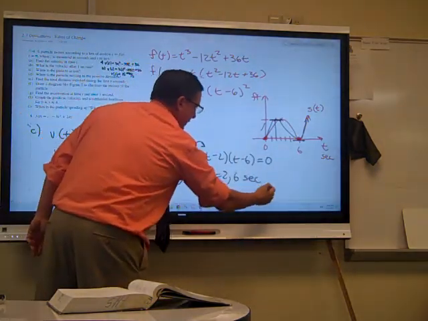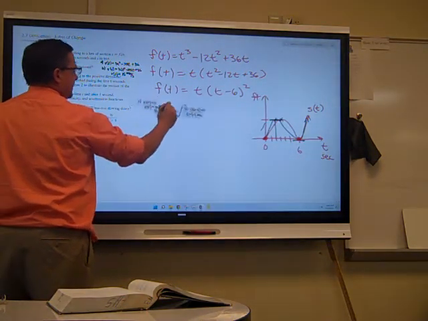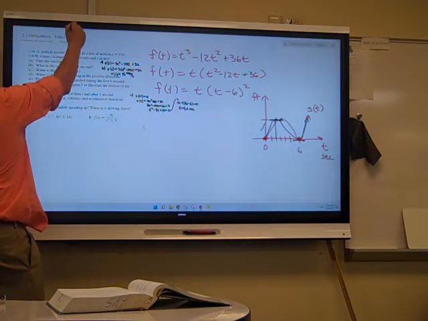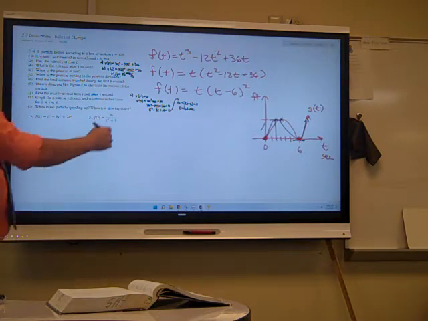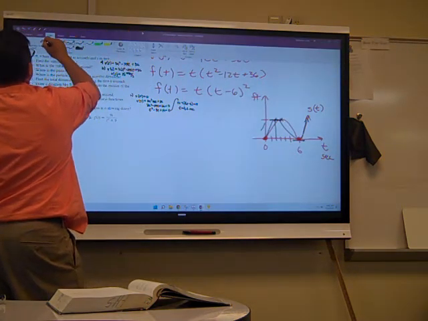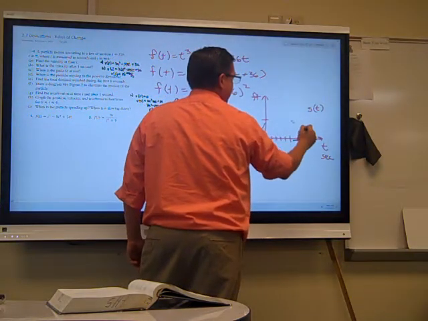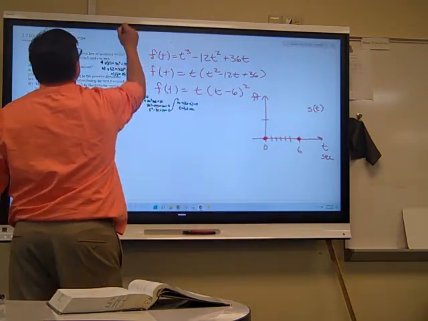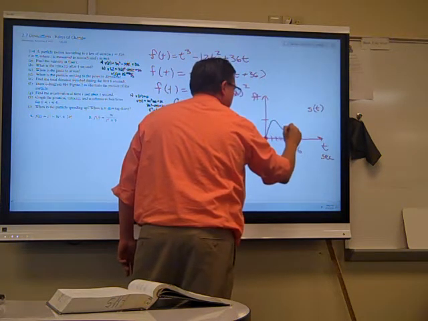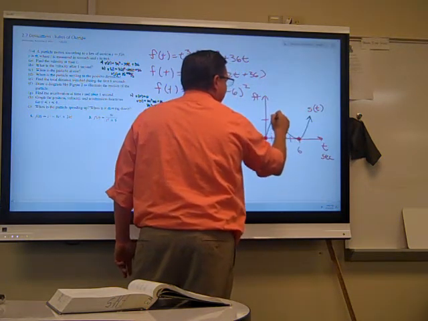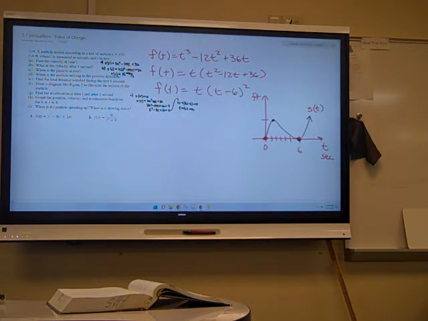That's letter C. So I'll make that somewhat small. I might need it, I don't know. Letter D. When is the particle moving in a positive direction? All right, so when is the particle moving in a positive direction? 0, 2. All right. Try to make the graph a little better. There. And we know now that at 2 and 6, the velocity was 0. There, that's a little bit better graph.